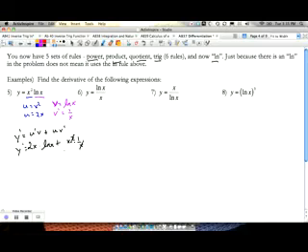Now we just simplify a couple things here. This squared and this x are going to reduce down to 1. We have 2x natural log of x plus x. And that's it.